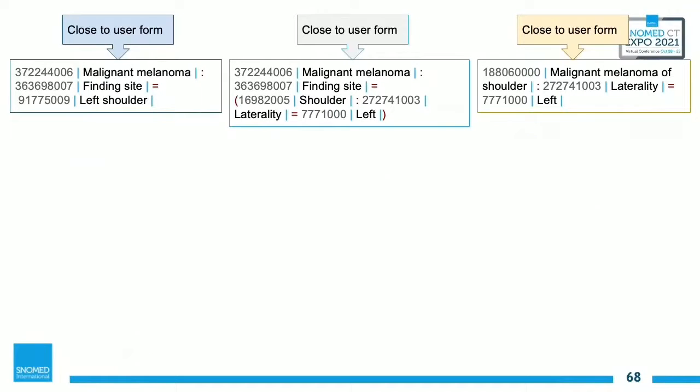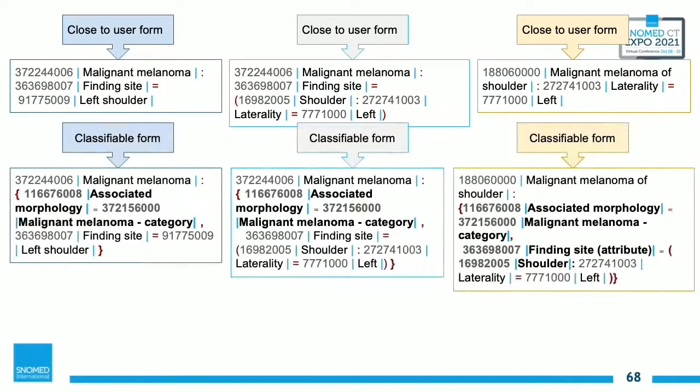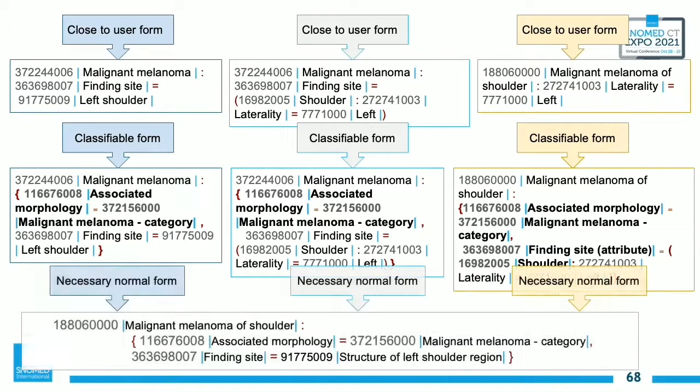So we had 3 different close to user forms that transform into 3 different classifiable forms. But we know that the clinical meaning being represented by these 3 expressions is the same. So we would expect the classifier to be able to produce the same necessary normal form for all 3 of these expressions to ensure that we get the same query results irrespective of how the same clinical meaning was originally represented in the close to user form. And very soon we're going to get a demonstration from Kai to show you this transformation and classification process. And hopefully we'll see that these expressions all classify to the same necessary normal form.